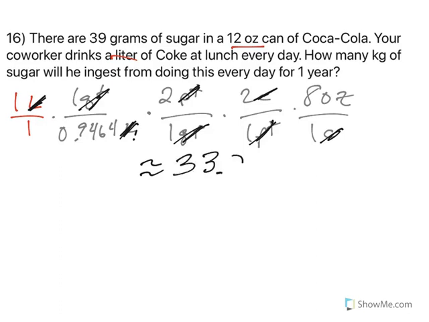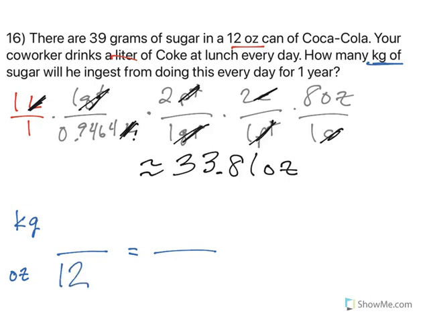he drinks approximately 33.81 ounces of Coca-Cola at lunch every day. Okay? So now we're going to do a little proportion here. We're going to do kilograms to ounces, because that's the question, right? How many kilograms? Well, I know that I have a 12-ounce can of Coke and I have a 33.81-ounce amount of Coke, and I'm trying to find how many kilograms.